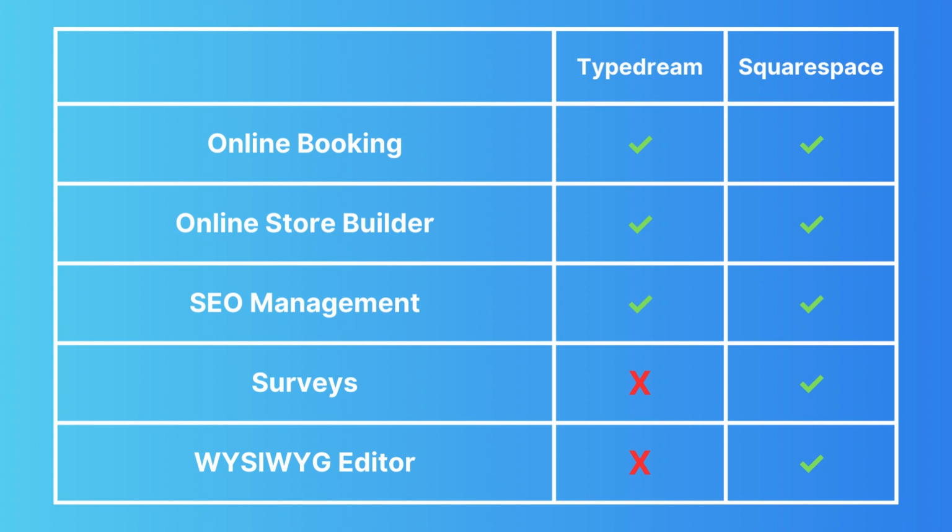Now let's look at the online booking system. Both Typedream and Squarespace offer an online booking system, which is very nice. They also offer an online store builder as well as SEO management. If you want to grow your blog, for example, SEO management is a must, of course. And if you want to sell products in your store, digital products or physical products, it doesn't matter, because it's all possible in Typedream as well as Squarespace.